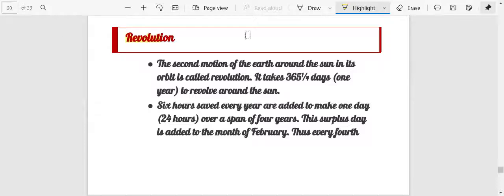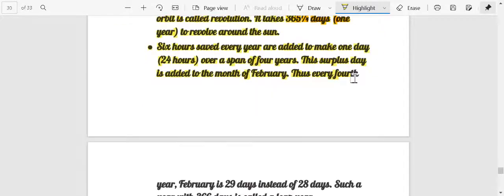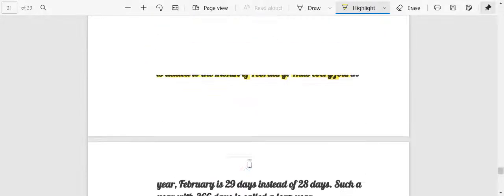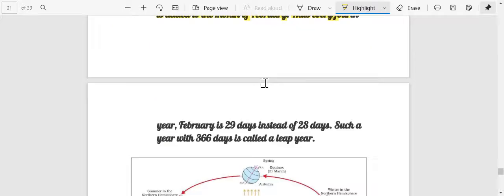Now we will talk about revolution. Revolution is the second motion of Earth that causes seasons, and it takes 365 and a quarter days, 1 year, to revolve around the sun. And then there is also a leap year when February has 29 days instead of 28 days.